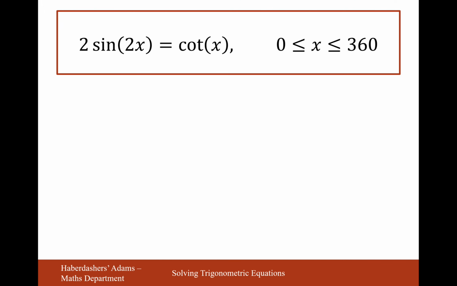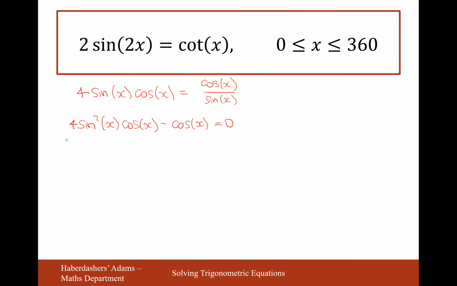Let's move on to the next one, and a little tricky one here. Let's write it in terms of sine and cos first. It's going to be 4 sine x cos x equals cos over sine. Let's times the sine onto the other side. So it'd be 4 sine squared x cos x. And then let's take the cos onto the other side. So subtract cos. That will leave us with 0. So let's now factorise out the cos. 4 sine squared x minus 1 will equal 0.